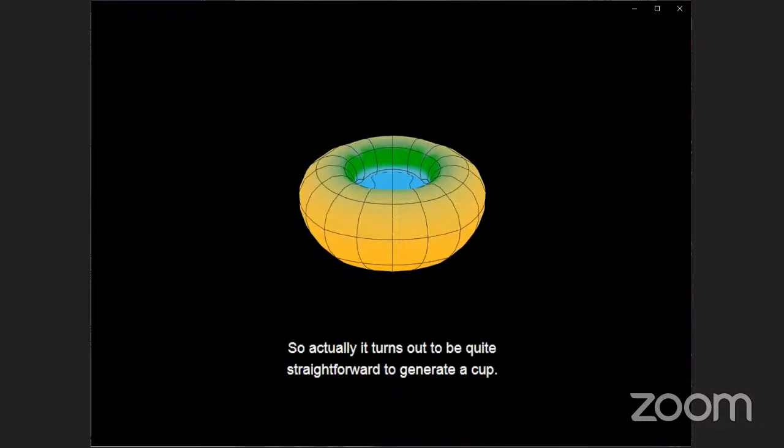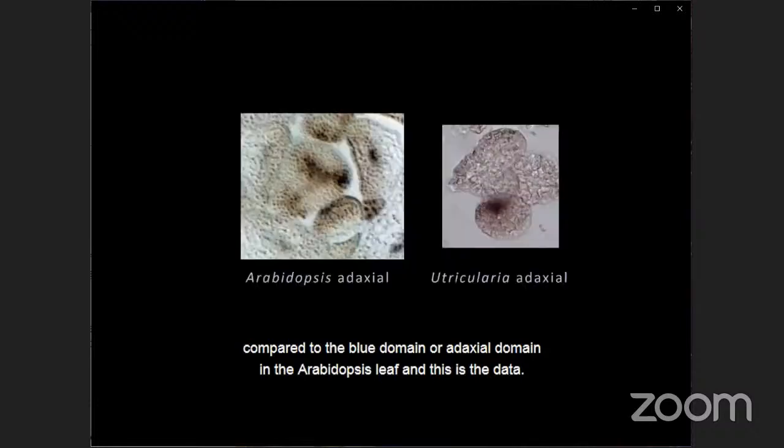So actually, it turns out to be quite straightforward to generate a cup. All you need to do is to have a smaller adaxial domain, a smaller blue domain displaced, and you will generate a cup very simply. And that makes a very strong prediction. It predicts that the blue domain in the Utricularia primordia should be displaced and smaller compared to the blue domain or adaxial domain in the Arabidopsis leaf.